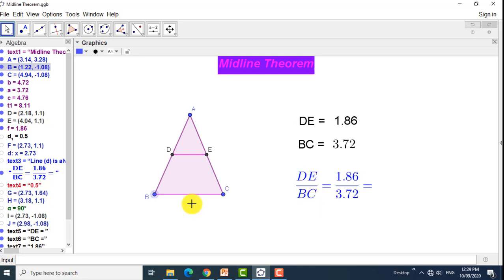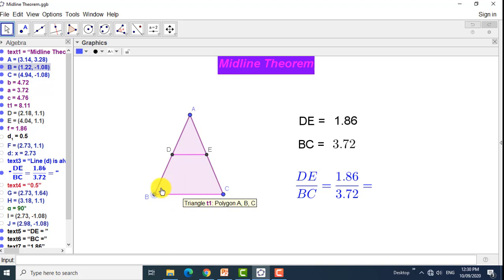First, let's see the converse of midline theorem. What does the converse of midline theorem say? It says that if we have a mid-segment, a segment joining the midpoints of two sides of a triangle, then this mid-segment is parallel to the third side of the triangle.